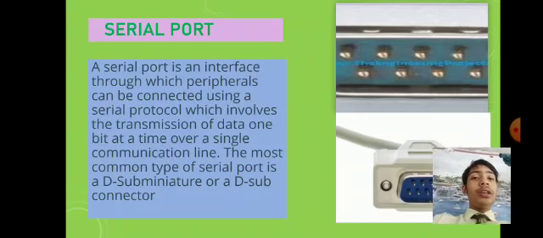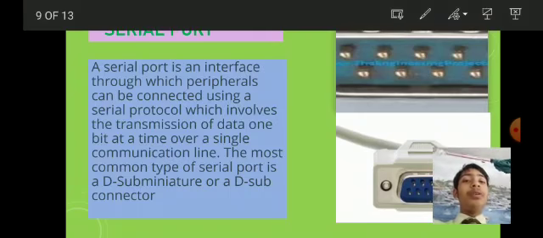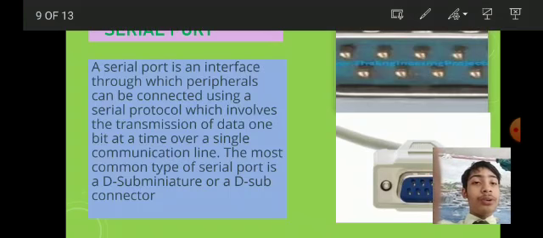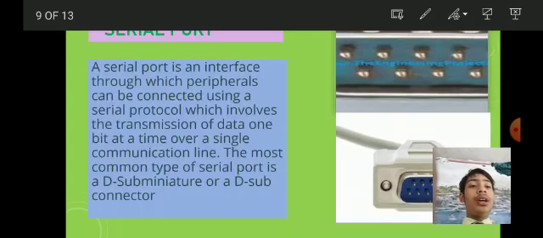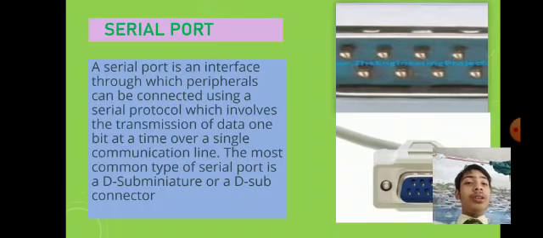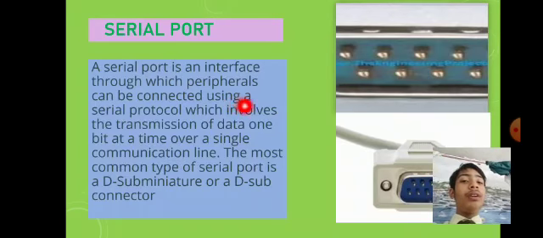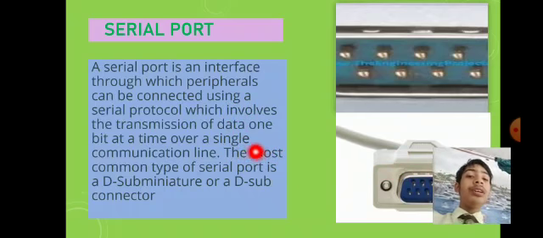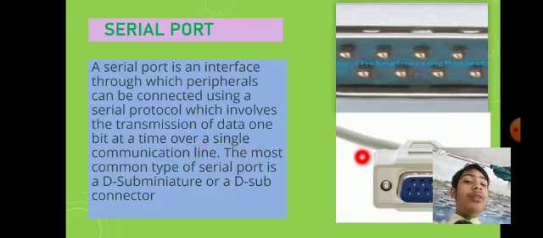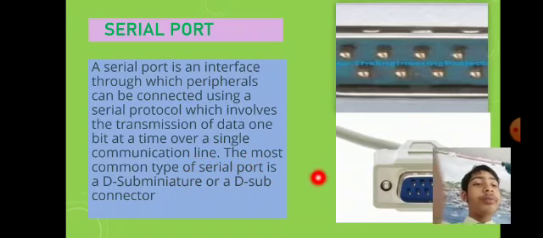Now here you can see the serial port. A serial port is an interface through which a peripheral can be connected using serial protocol, which involves the transmission of data one bit at a time over a single communication line. The most common type of serial port is the D-sub connector. A serial port is a connector used to connect other devices, but it uses only a single communication line. The most common example is the D-sub miniature connector. Nowadays the serial port's position is taken by the parallel port.